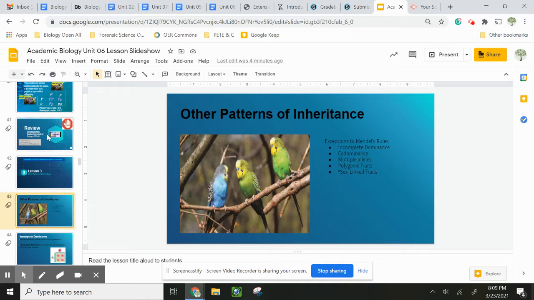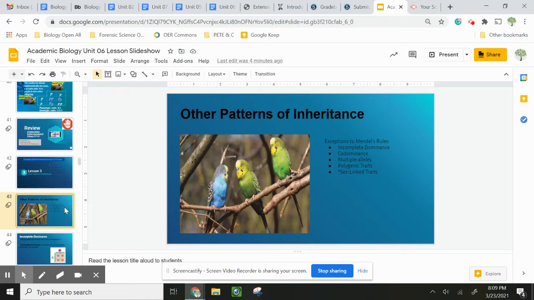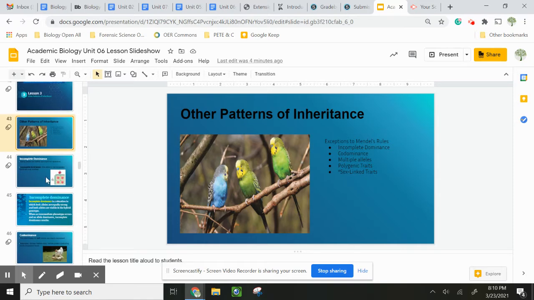If you don't have a strong foundation to build on here, you might end up getting confused. So like I said, you're going to be mad. I'm going to say it again. Rewatch the lesson 1 and 2 Ed puzzle, because I want you to have a strong foundation to build on. So in exceptions to Mendel's rules, we have incomplete dominance, codominance, multiple alleles, polygenic traits, and sex-linked traits. I'm going to go through these, give you a few examples, and then it just comes down to memorization.